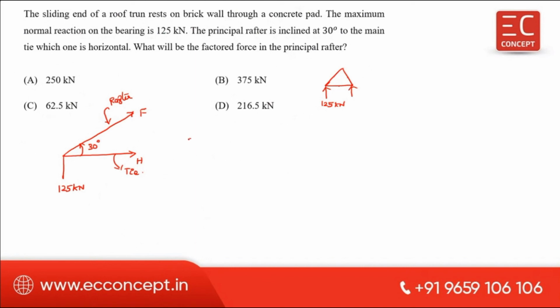For that, you have to use sigma V equal to 0. This is a concurrent system of forces. Therefore, we can write F sine 30 degree plus 125, both in the same direction. Therefore, F is equal to 125 divided by sine 30. Sine 30 is equal to 1 by 2, right? Therefore, F is equal to minus 250 kilonewton.